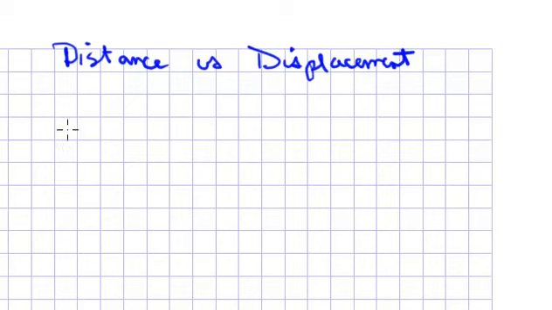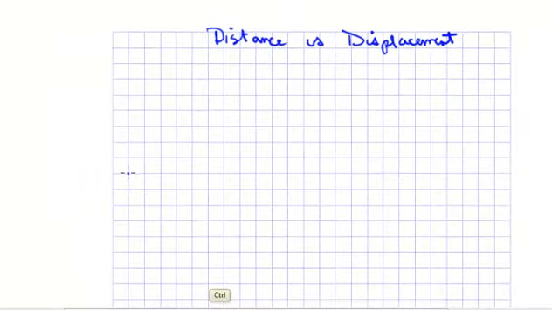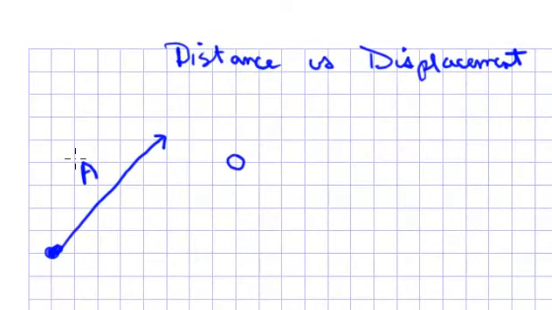Okay, and the example I'm going to use is a golf ball putt. Assume your golf ball is right here and that you are putting into a hole which is right there, and you do a putt that goes from here to here. Let me try that again. Let's call that the A putt, and then the B putt is into the cup.